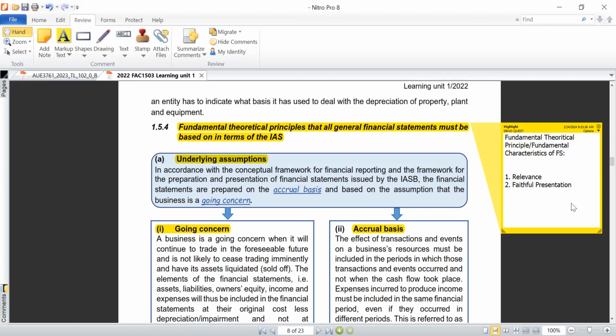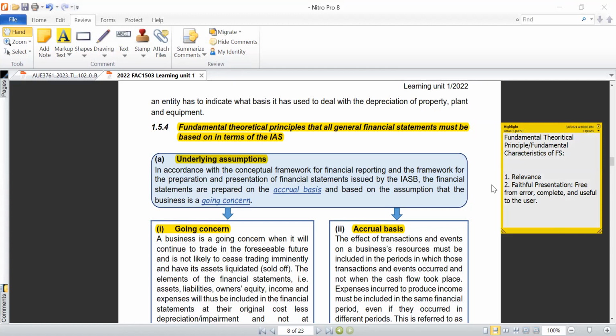Faithful presentation. So when you're talking about fundamental theoretical principles or fundamental characteristics of financial statements, the important principles that need to be evident in the presented financial statements or information is that the information should have some level of relevancy, and also it should be faithfully presented. And just to summarize, when you're saying that the information has to be faithfully presented, we simply mean that the information should be free from error, the information should be complete and useful to the user. Useful to the user.